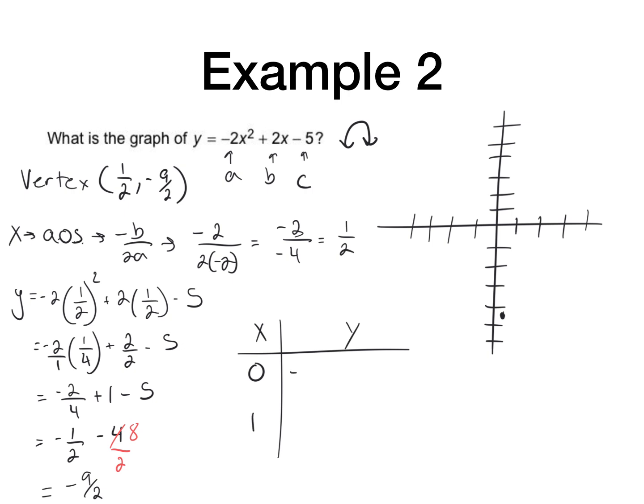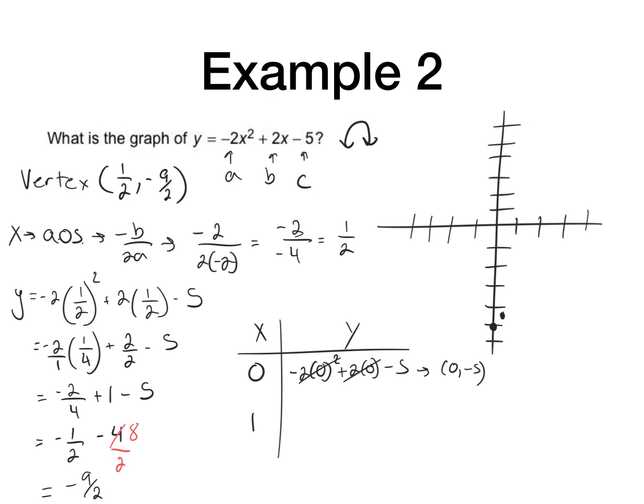When I plug in 0, I get negative 2 times 0 squared plus 2 times 0 minus 5. These numbers cancel out, so we're left with 0, comma, negative 5. So we get this point right here. Because so far it's looking good. That's a down parabola, which is what we're looking for.